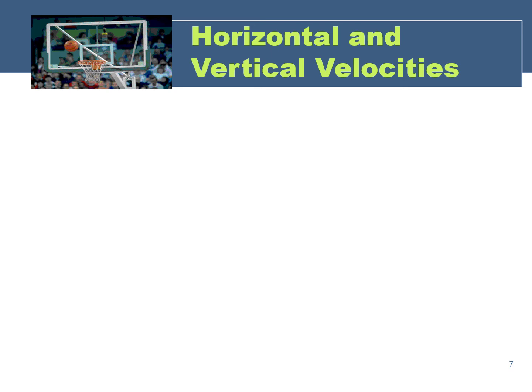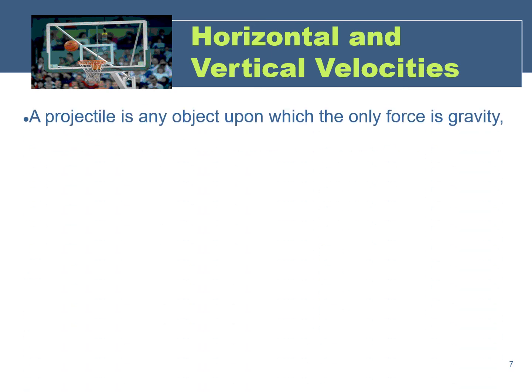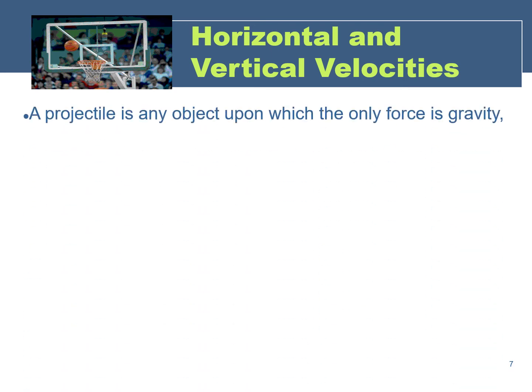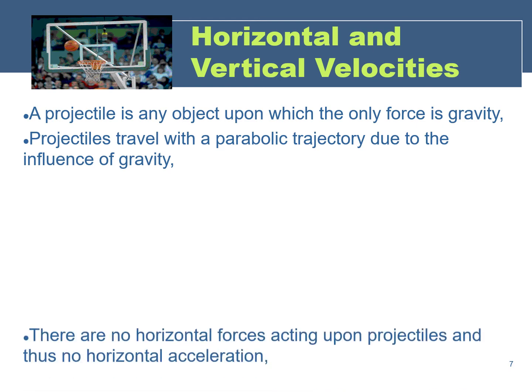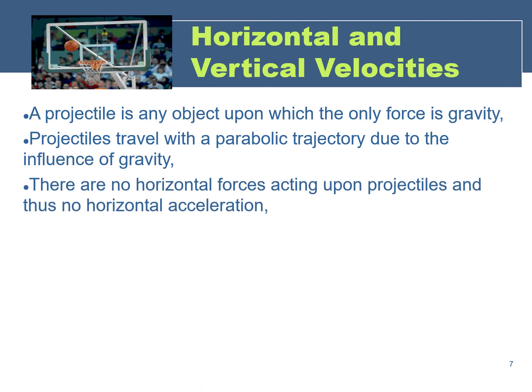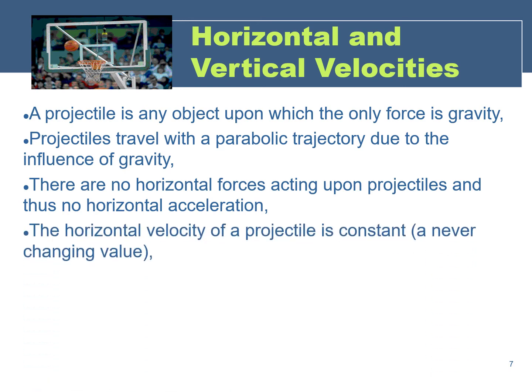Here are the important concepts about projectile. A projectile is any object upon which the only force is gravity. Projectiles travel with a parabolic path due to the influence of gravity. There are no horizontal forces acting upon projectiles and thus no horizontal acceleration. The horizontal velocity of a projectile is constant, a never-changing value.